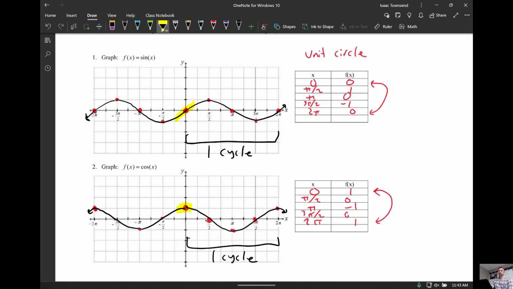Okay, any questions about how I came up with the sine or cosine graph before we start making some changes to these? Okay.